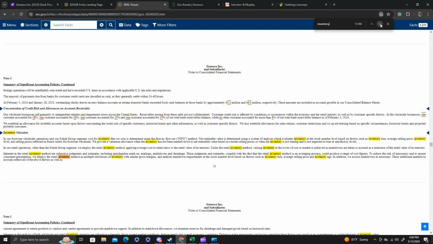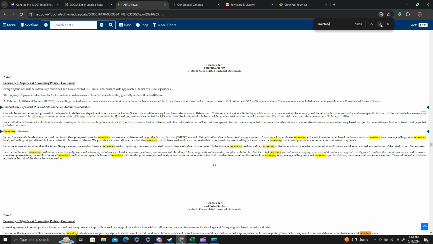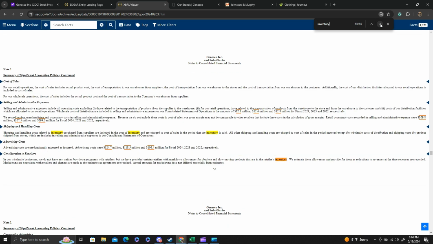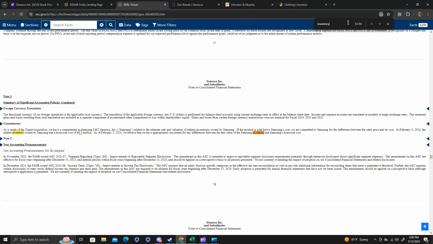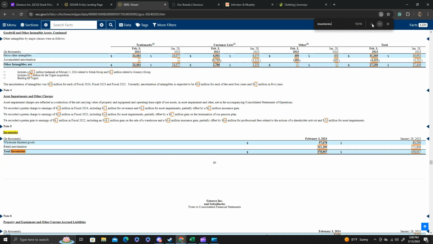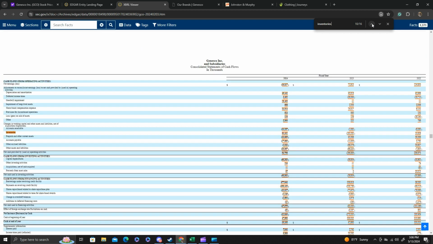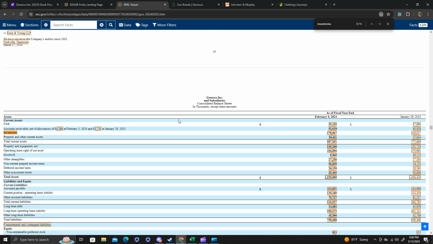Use FIFO, first in, first out. They don't really say what exactly the inventory is, but I guess I'll go back up there. Let's go back to the balance sheet real quick. I'm going to give you an example of why it's important to look, because that will determine what exactly you're valuing.